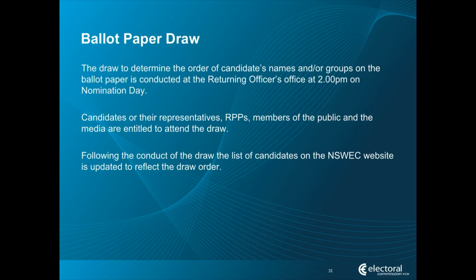Ballot paper draw. The draw to determine the order of candidates' names and or groups on the ballot paper is conducted at the returning officer's office at 2 p.m. on nomination day. Candidates or their representatives, registered political parties, members of the public and the media are entitled to attend the draw. Following the conduct of the draw, the list of candidates on the New South Wales Electoral Commission website will be updated to reflect the ballot paper draw order.